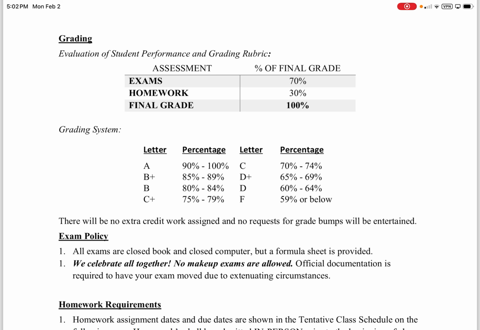All exams are closed book, but I'm going to provide a formula sheet, which this note reminds me I will be giving you guys. It's the same one that I had when I took the course, so fair game.